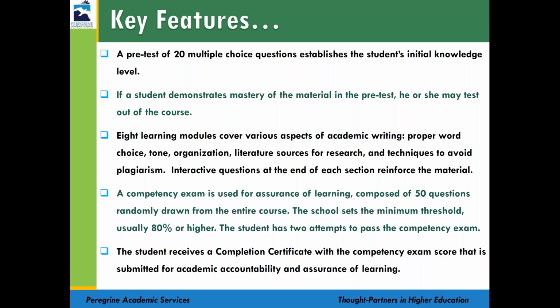Once they've finished all 8 modules, the student will take a competency exam, which will be their direct measure of those learning outcomes, and it is composed of 50 questions taken from all throughout the course. So if your university says the student needs to have an 80% on that final competency exam to succeed, they have up to 2 chances to get that score.